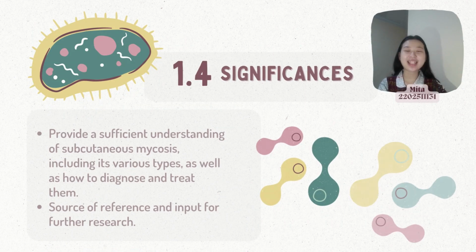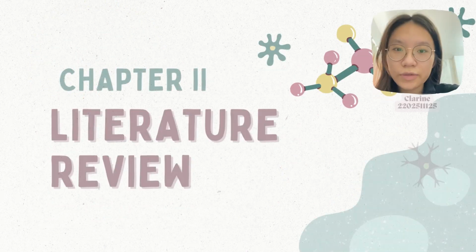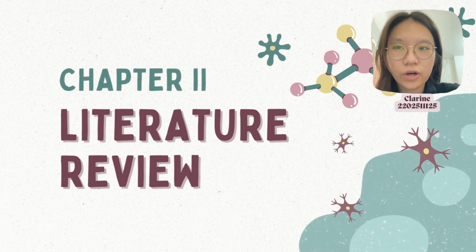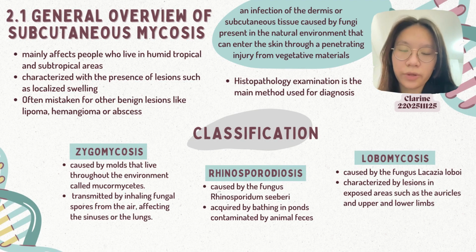The significance is to provide a sufficient understanding of subcutaneous mycosis, including its various subtypes, as well as how to diagnose and treat them. Next, it is a source of reference and input for further research. In the next part of the presentation, we are going to talk about Chapter 2, Literature Review. In the first part of the literature review, we are going to talk about the general overview of subcutaneous mycosis.